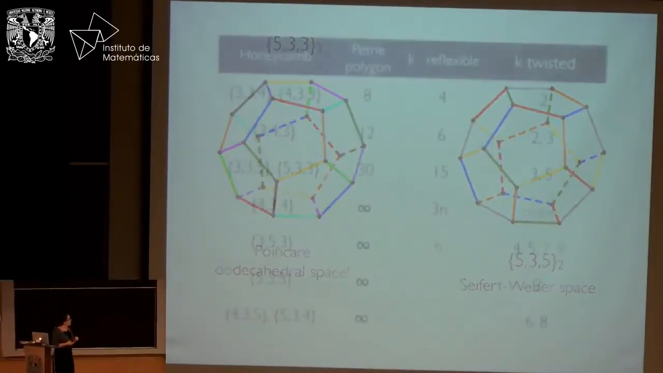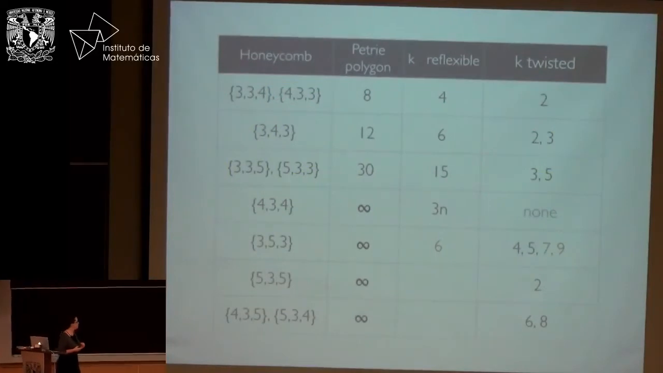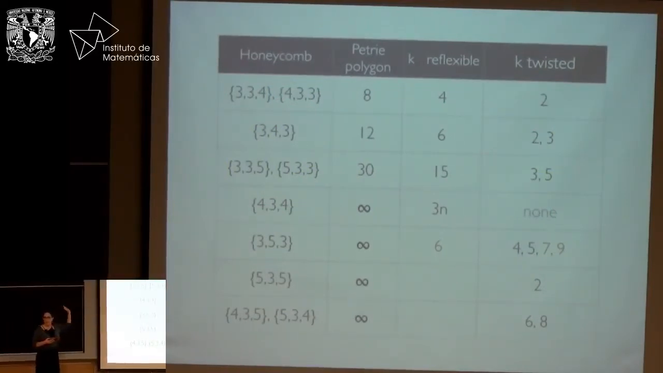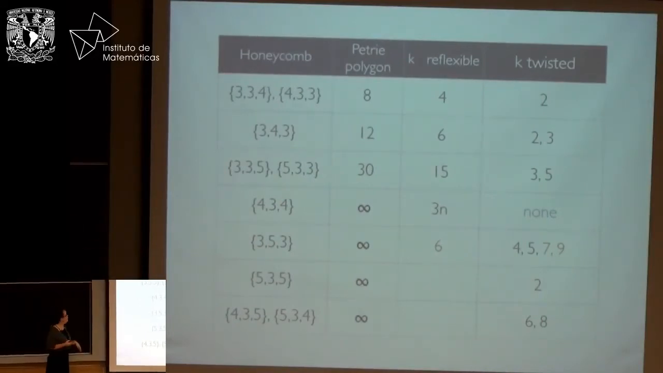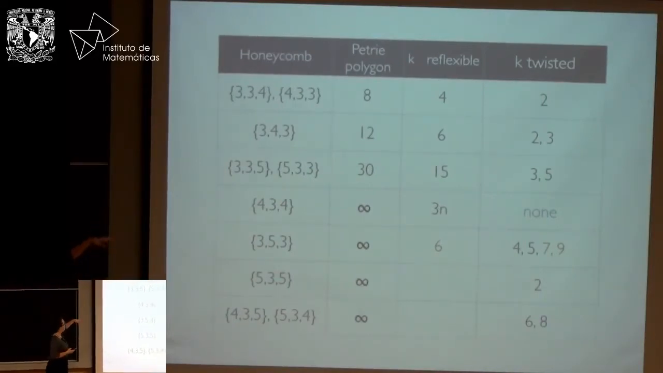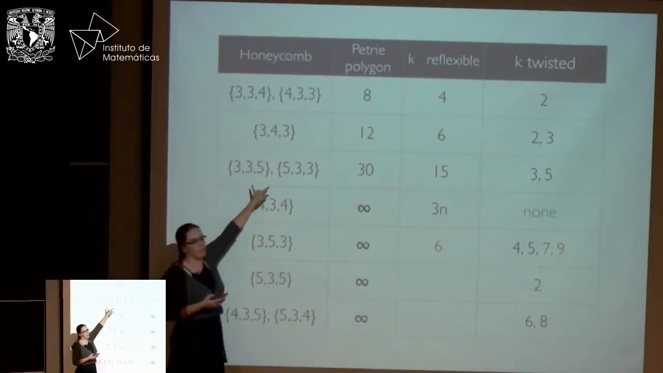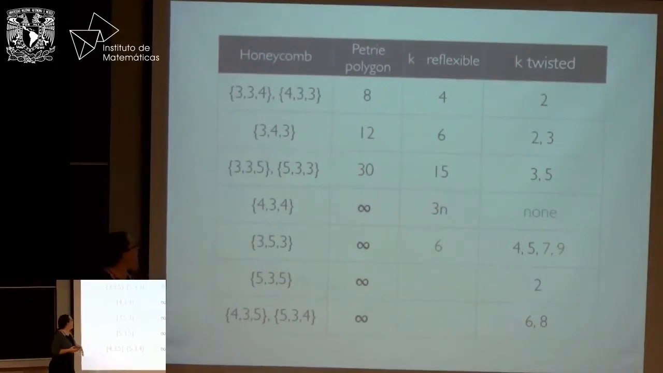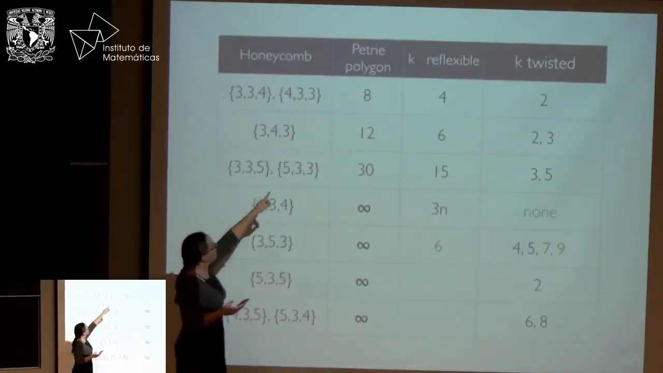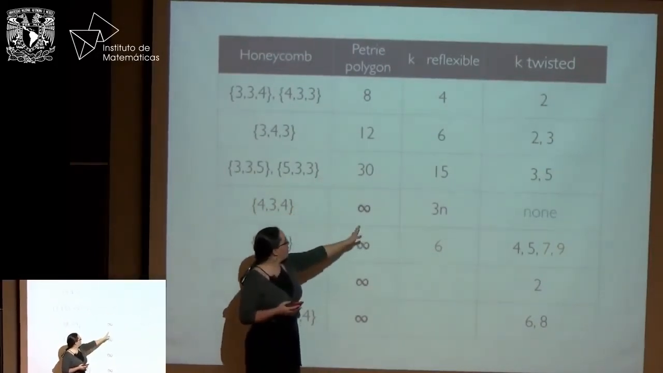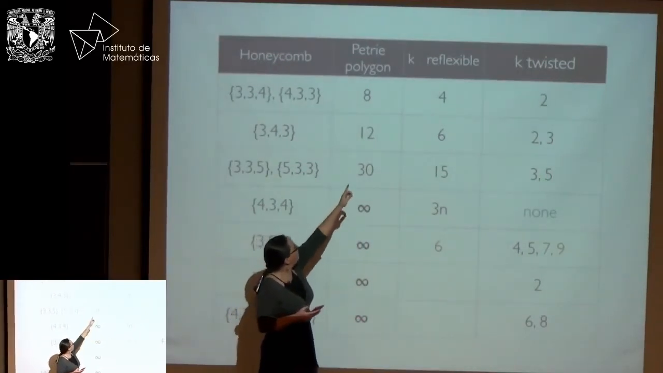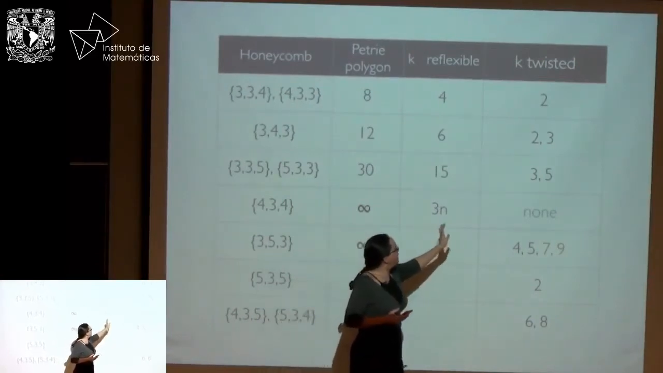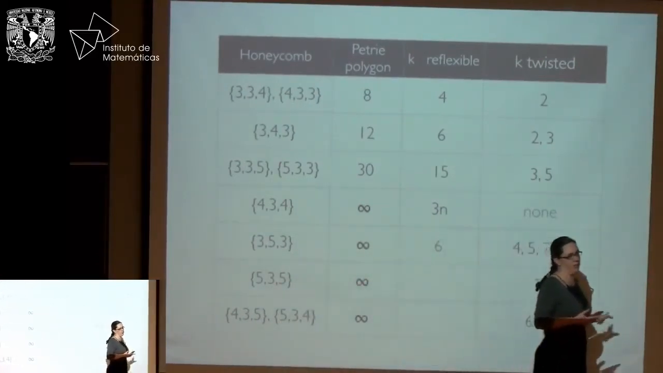In general, I can say some things. So I have here, if I have the simplex, I cannot do anything, so I didn't even put it in this table. I just put the other 10. And some of them are in pairs because they are dual, which means the groups are the same, just labeled in a different way. And I have here the length of the Petrie polygon in the second column. And then for k in this column, what I get is reflexible. But for k in this column, what I get is actually twisted.